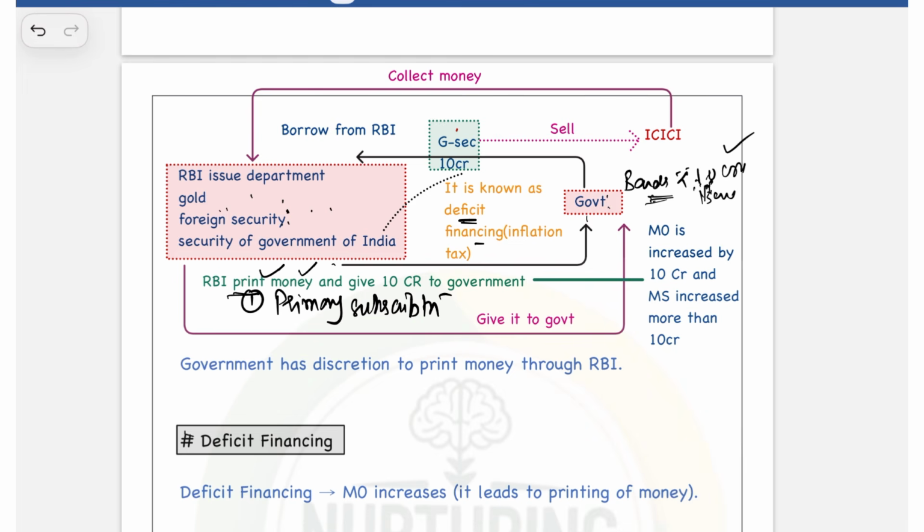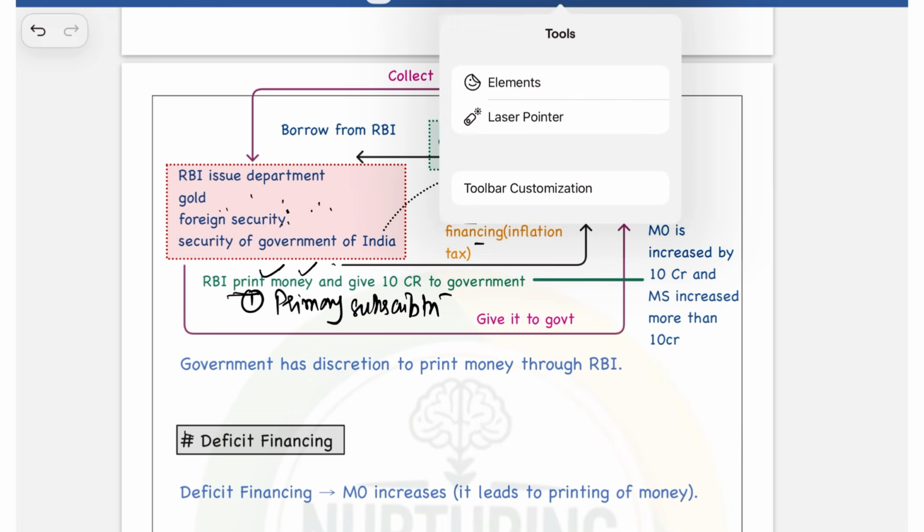Another way is this: government goes to the RBI and says, I want a bit of debt from you, I want something more from you. So what does government do? Government goes to the RBI, which is government's banker.